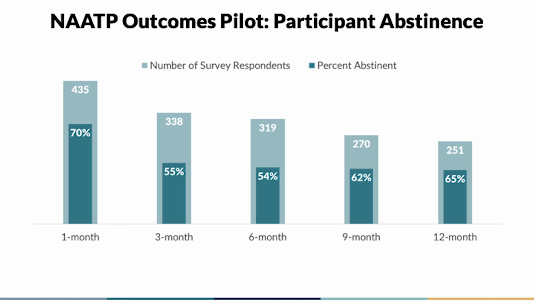And just to ground you in what you're seeing, the lighter blue bars are the number of survey respondents who were reached at each follow-up time point in the pilot study. We surveyed participants at 1 month, 3 months, 6 months, 9 months, and 12 months after their intake date of treatment. There were 748 participants in the pilot study. At 1 month, we reached 435 of those individuals, and 70% of them reported being abstinent. At a year, we reached 251 participants, and 65% of those participants reported being abstinent.